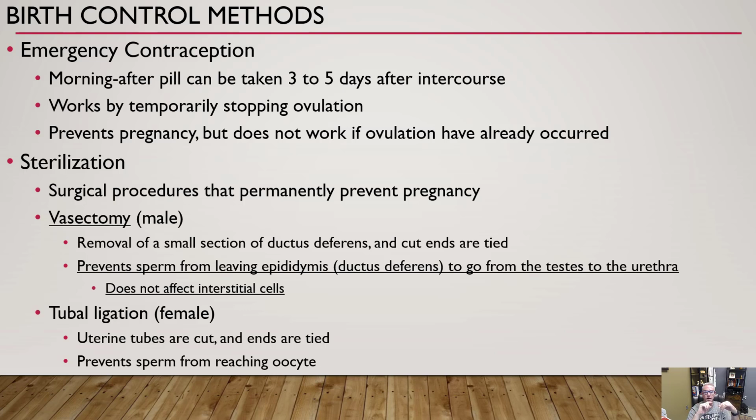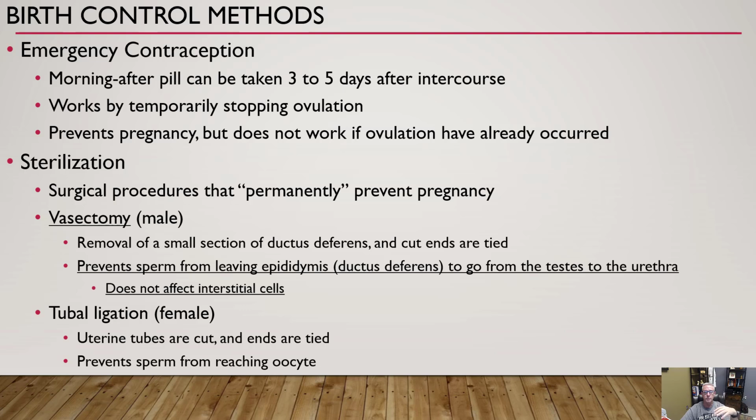And it says surgical procedures that permanently prevent pregnancy. And I'm actually going to put permanently in quotation marks because permanently is not permanently. They can always be reversed. Vasectomy in males is basically where you snip the ductus deferens, or that vas deferens, and it prevents sperm from leaving the epididymis to go into the urethra, but it does not affect any of the interstitial cells.